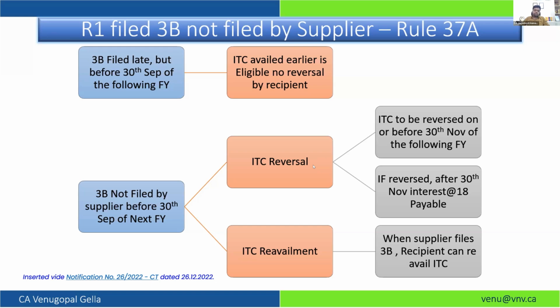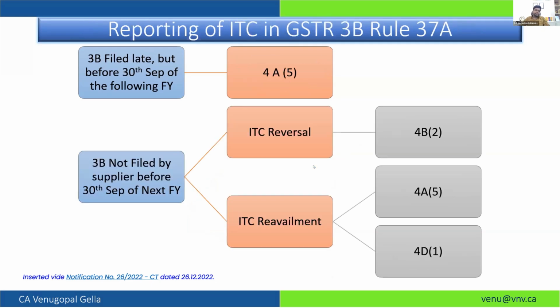So how to disclose this type of issues in the GST 3B, we'll see. In the first case, he has filed the GST 3B late, but before 30th September. In that case, it will be reflected in my GST 2B, and I will avail the credit. I will take the credit in the 4A5 table, that is the all other ITC table.